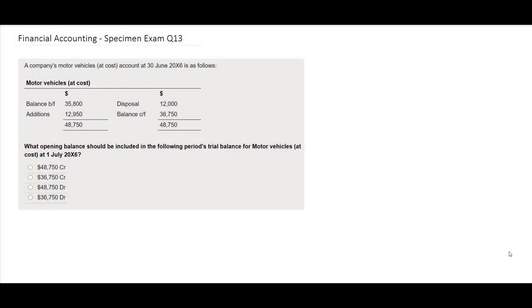In this question, you are being asked to decide what is the opening balance that should be included in the following period's trial balance for motor vehicles at cost on the 1st of July 20X6. You have been given the company's motor vehicle at cost account at the 30th of June 20X6. This motor vehicle asset account therefore runs from the 1st of July X5 through to the 30th of June X6. What we are looking for is what is the opening balance from the 1st of July 20X6, so what is going to be brought forward into the following year.